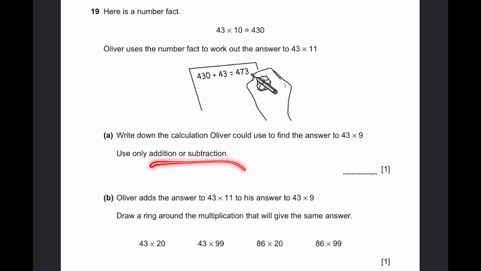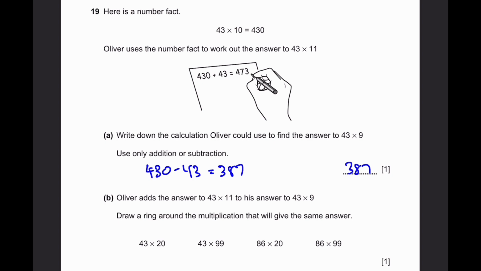It's only addition or subtraction. So if we multiply by 11, which is 10 plus 1, we add 43 over here. If we multiply by 9, which is 10 minus 1, then we need to subtract 43. So 430 minus 43 is equal to 387. That's the answer. B. Oliver adds the answer to 43 into 11 to his answer to 43 into 9.